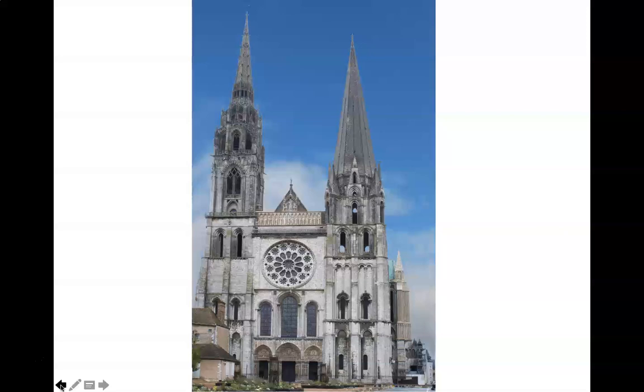Also, the portal doesn't have much depth. We'll get to the portal in a minute. And of course, one of the things about Gothic cathedrals is they usually have a rose window, as you see here. Notre Dame in Paris has 3, actually.